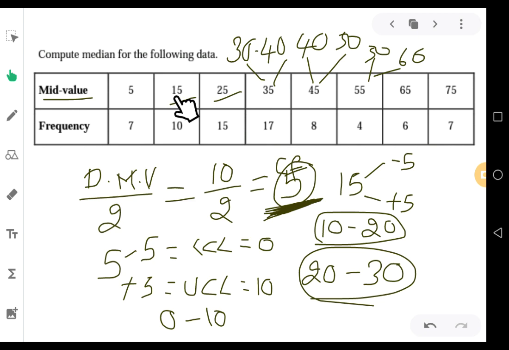Here 15 minus 5, that is 10. 15 plus 5 is 20. So the class interval is 10 to 20.